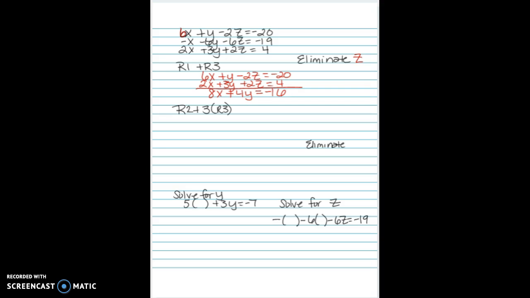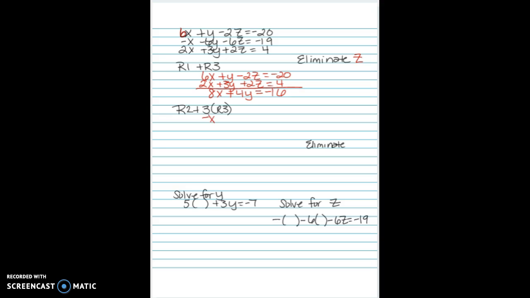I need to eliminate the z in another equation so that I have two equations that only have the x and y variable in them. I look at row 2, and I notice that row 2 has a negative 6z in it, and I notice that row 3 has a positive 2z in it. So I'm going to multiply row 3 by 3 and add that to row 2.